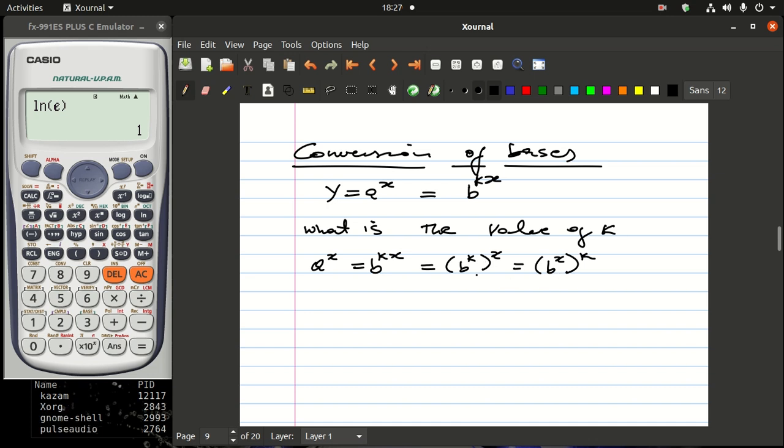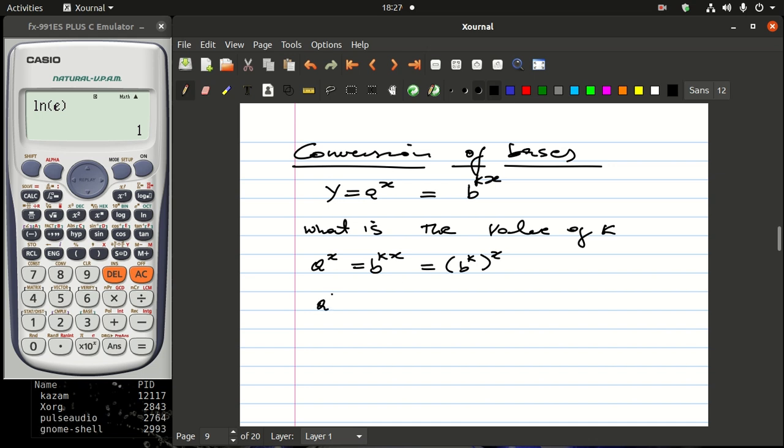Why do we change this to that or that in the first place? It's because this side I have a base raised to k, to x. I want this side not to have a base raised to kx. I want to have some base raised to x alone. So this one is raised to x, but k is outside. I don't really want that. That is why we're changing it to this format here.